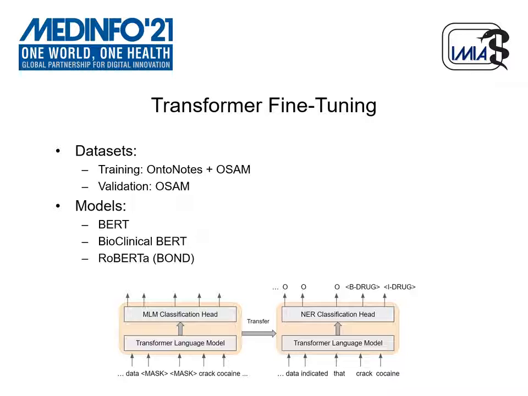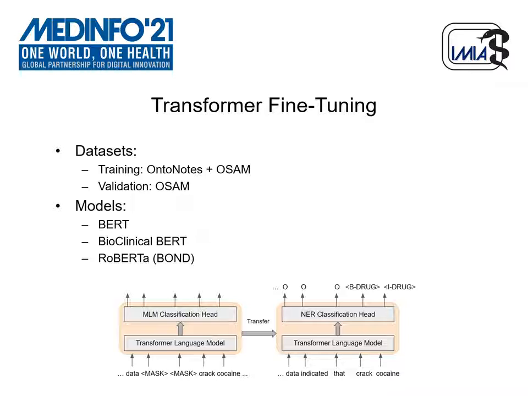Our training dataset combines a generic named entity recognition dataset, OntoNotes, and our epidemiology reports that are annotated using distant supervision through DAO. Next, we train several variants of the transformer model, including BERT, BioClinical BERT, and Bond RoBERTa.